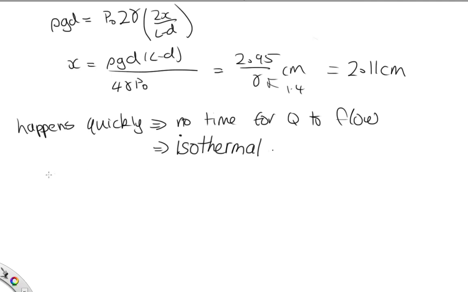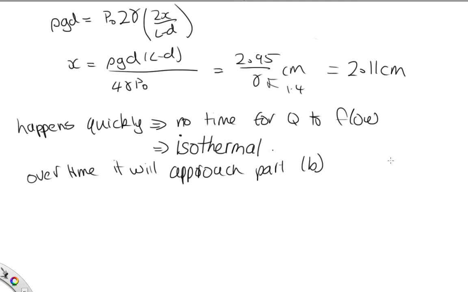Over time, it's reasonable to assume that it will reach thermal equilibrium. So this implies that over time, it will approach part B. So it'll start off moving 2.95 centimeters and then it'll slowly move up until it's only displaced by 2.11 centimeters.